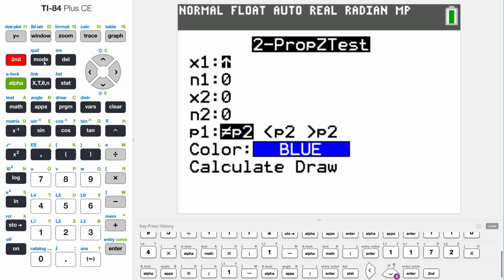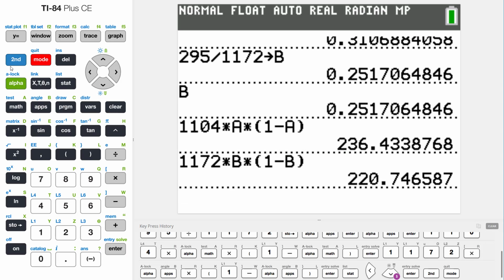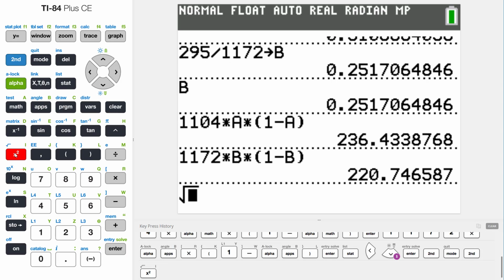So I need to get out of here, and I need to open up a radical. Big radical with lots of parentheses. Now you have to be really careful about opening and closing the parentheses here. It's very easy to get it wrong if you're careless. So watch carefully what I'm going to do. For the first quantity, you're going to need two openers. And the quantity is going to be p sub 1 hat times 1 minus p sub 1 hat, and then you're going to divide that whole thing by the sample size.